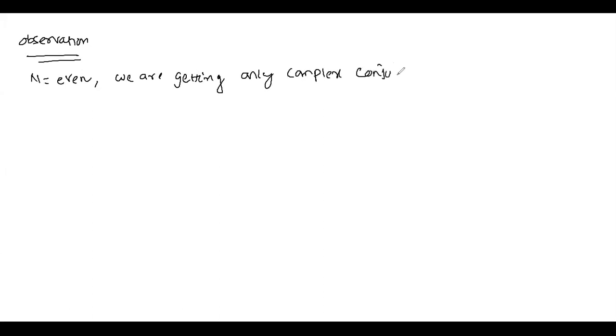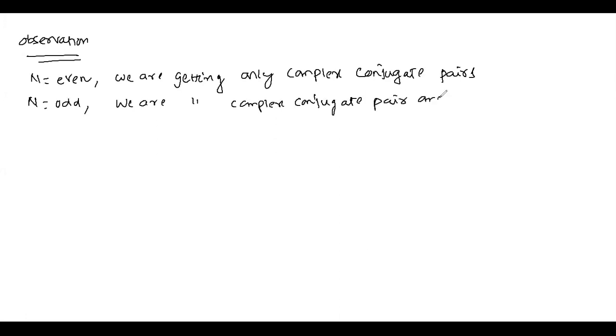Complex conjugate pairs, and then when n is odd, we are getting a complex conjugate pair and also one pole at omega c.